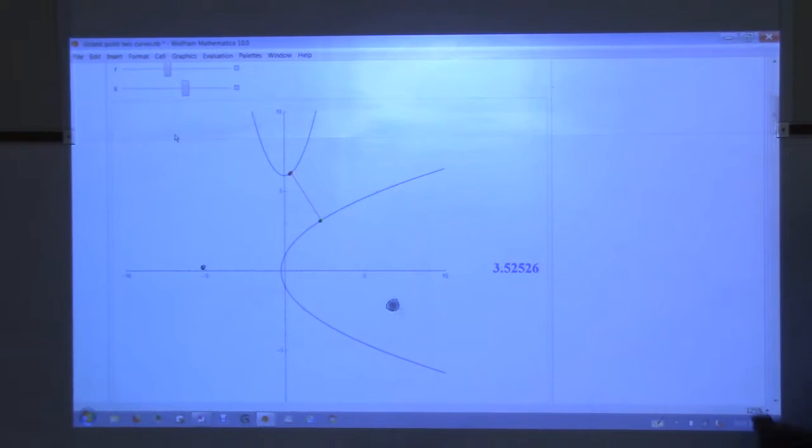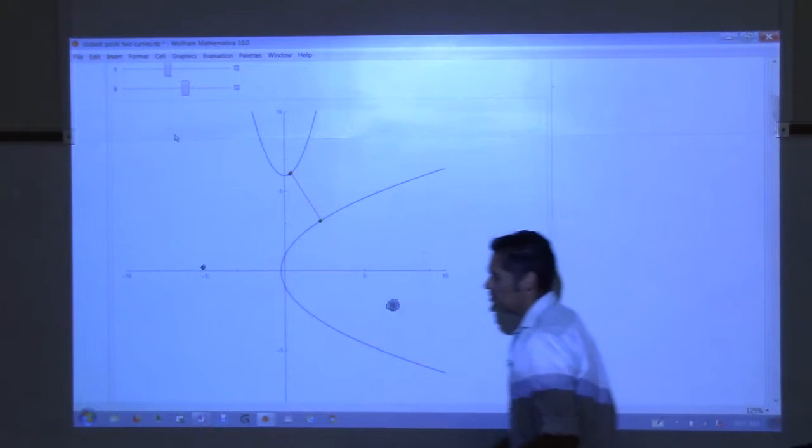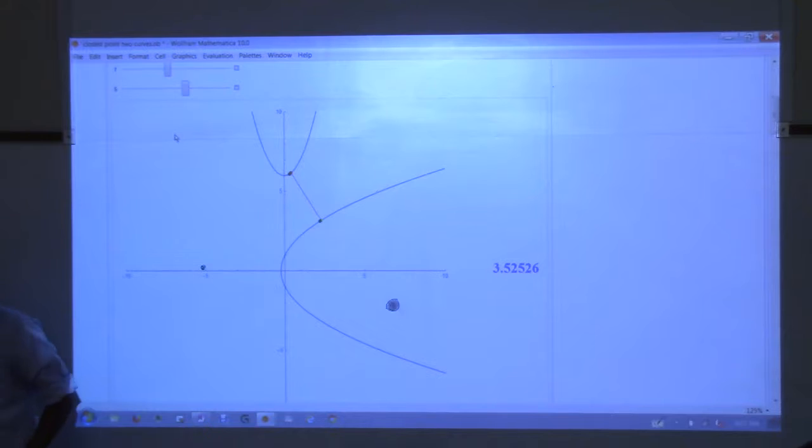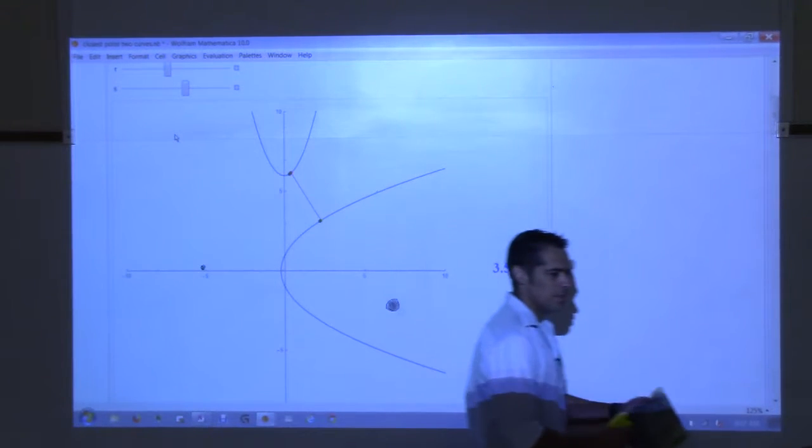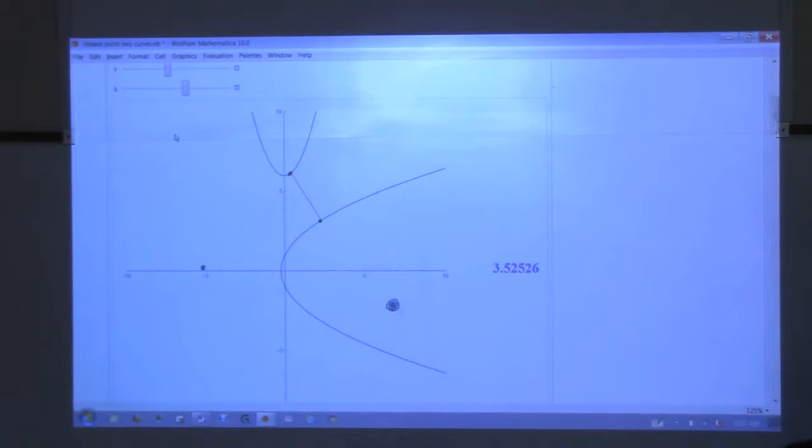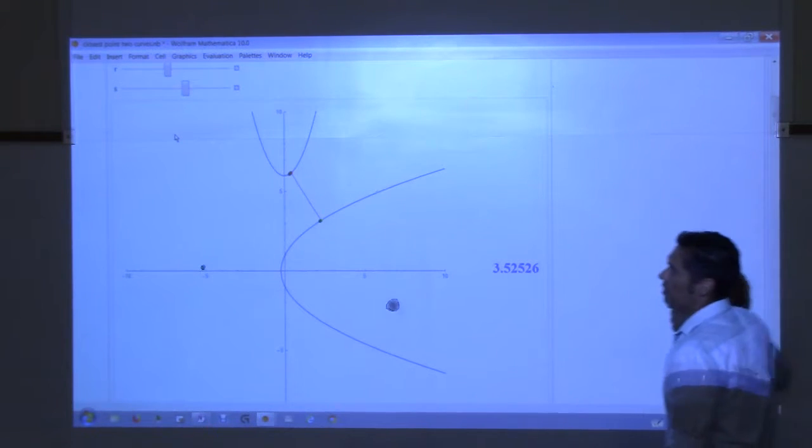What type of thing did you have to use? Lagrange with 6 unknowns and 2 constraints. Yeah, so you had to set the gradient of the function of 6 variables equal to lambda times the gradient of the first constraint, plus mu times the gradient of the second constraint. It was not pretty.